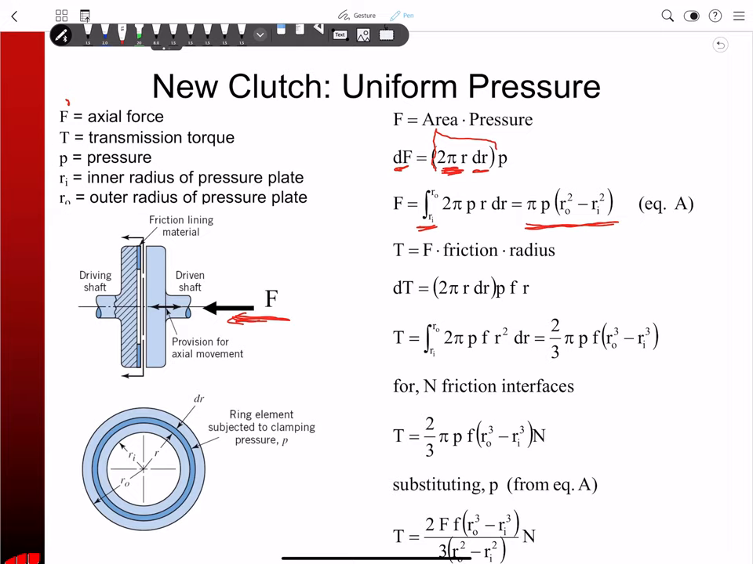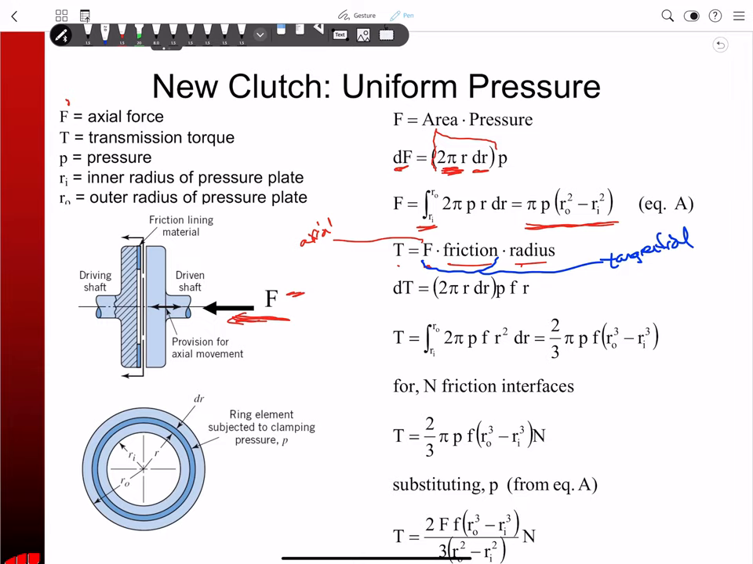All right, but I'm not interested in force, right? What I'm trying to do is transmit torque. So torque is the force, and remember, this is the axial force here, times the friction times the radius, right? We've got to remember this is axial force, the squeezing force, not the tangential force. So it's the force times the friction. That gives us a tangential force. So I'll do that in blue. This thing here is the tangential force. Okay. So the tangential force times the radius gives me some torque, okay?